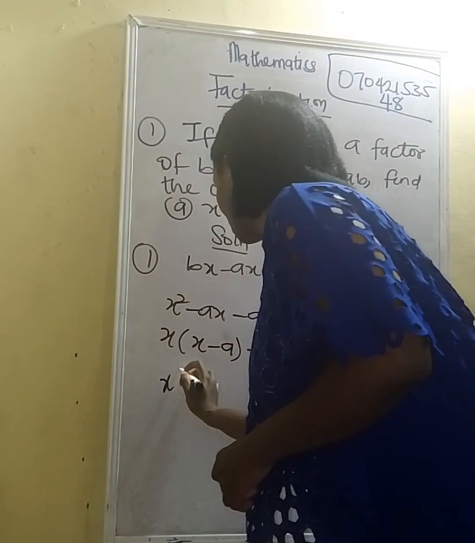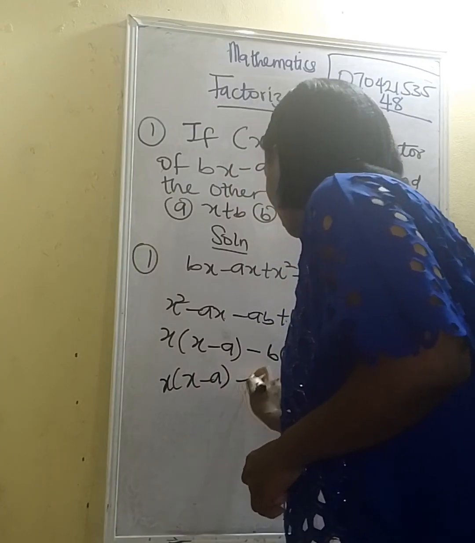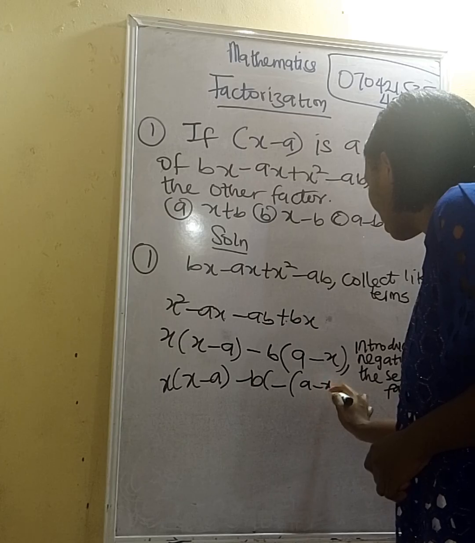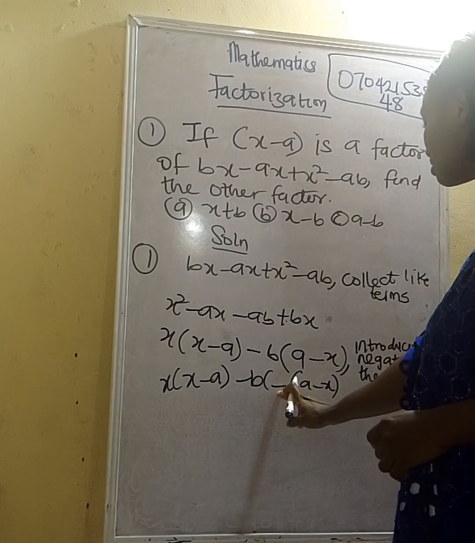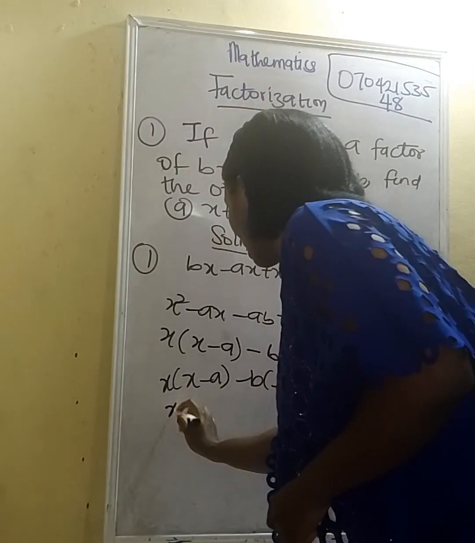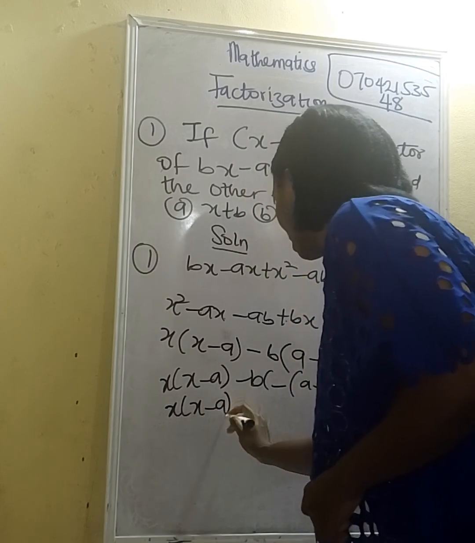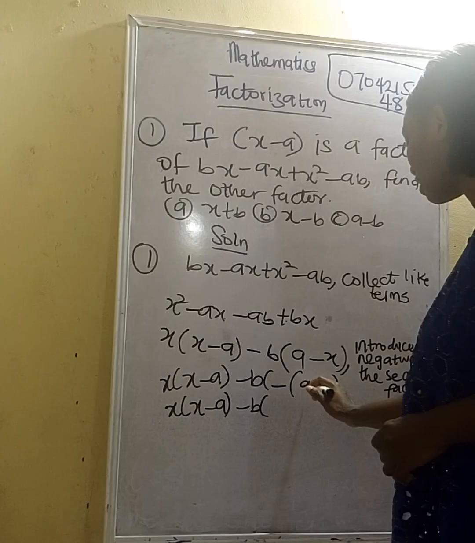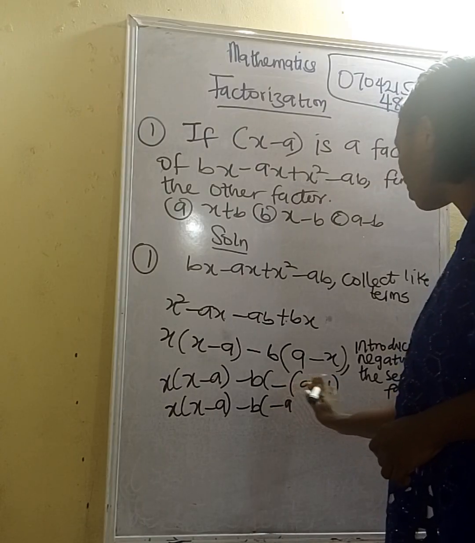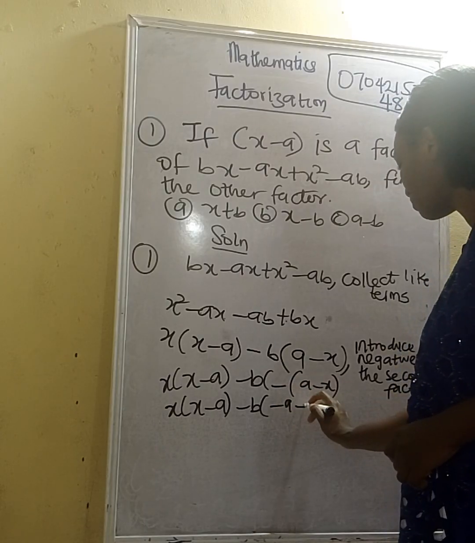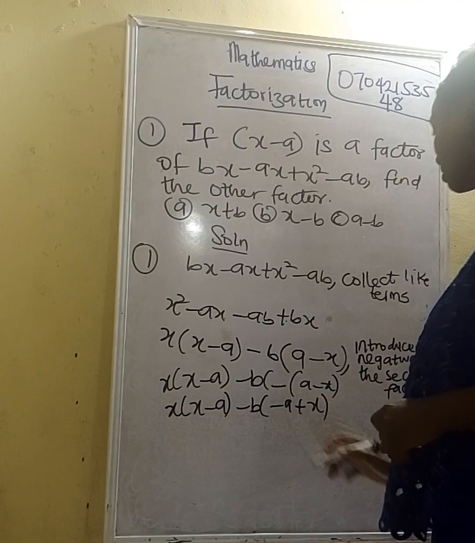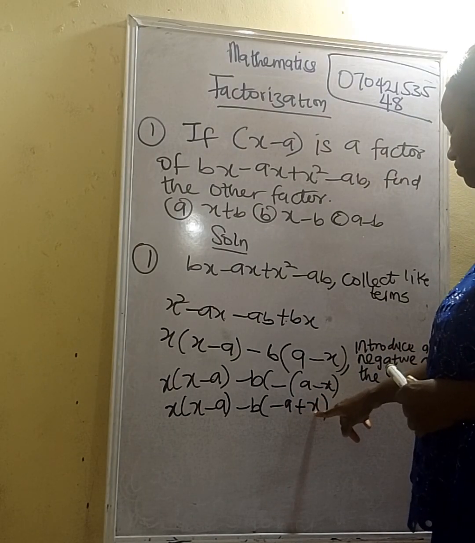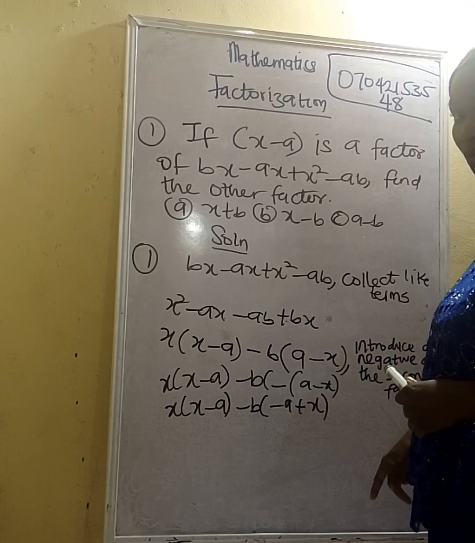So let's do that now. This is x minus a, minus b, open bracket a minus x. Are you seeing it now? We've introduced the negative sign, which is minus. So that would be x minus a minus b. This minus now will multiply everything in the bracket. Minus times a is minus a. Minus times minus is plus, then x. As you can see, it's not yet the same, but we can just rearrange it. We can make x come first, then minus a.